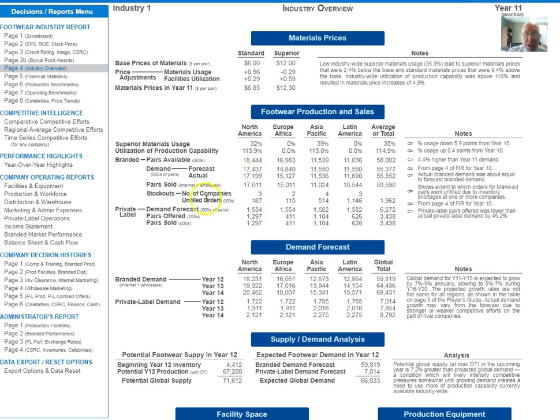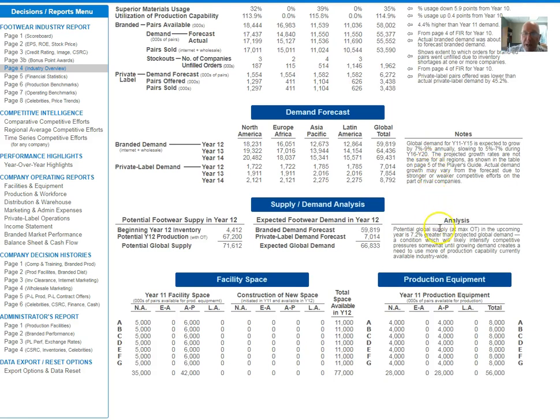Some details here. You can see in the various regions, like in the Asia Pacific region, as many as 4 companies ran out of shoes. Okay, we'll look at that in more detail a little bit later. Over here, this is interesting. Private label pairs offered was lower than actual private label demand by 45%. So not that many people played in the private label market. And then some comments about demand and supply.